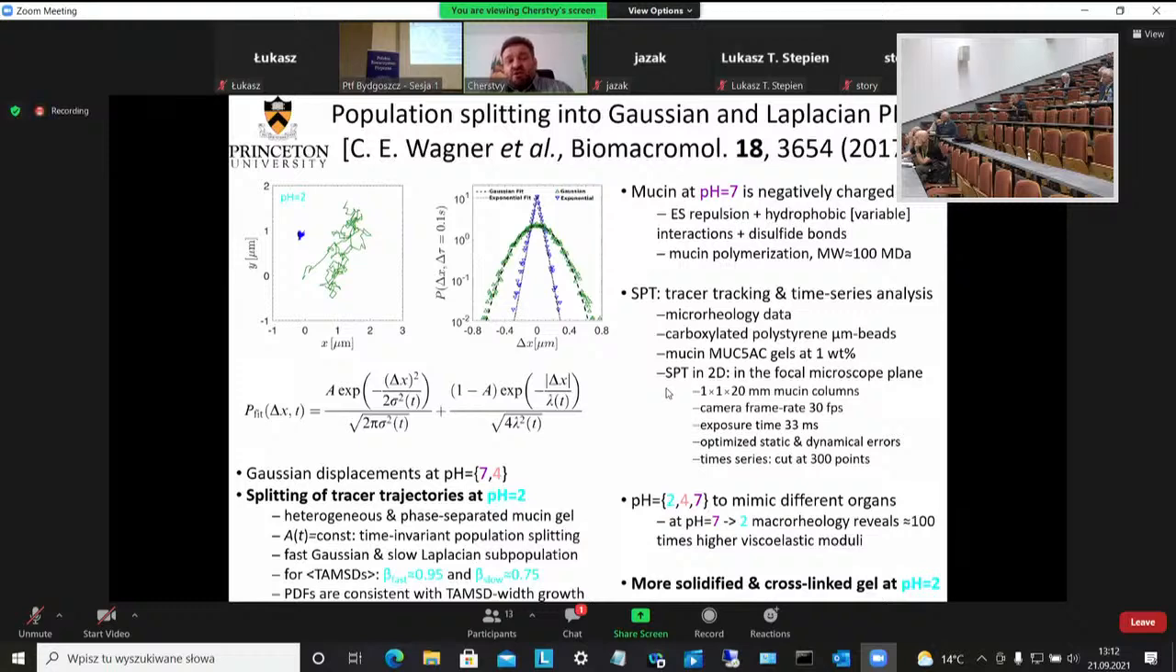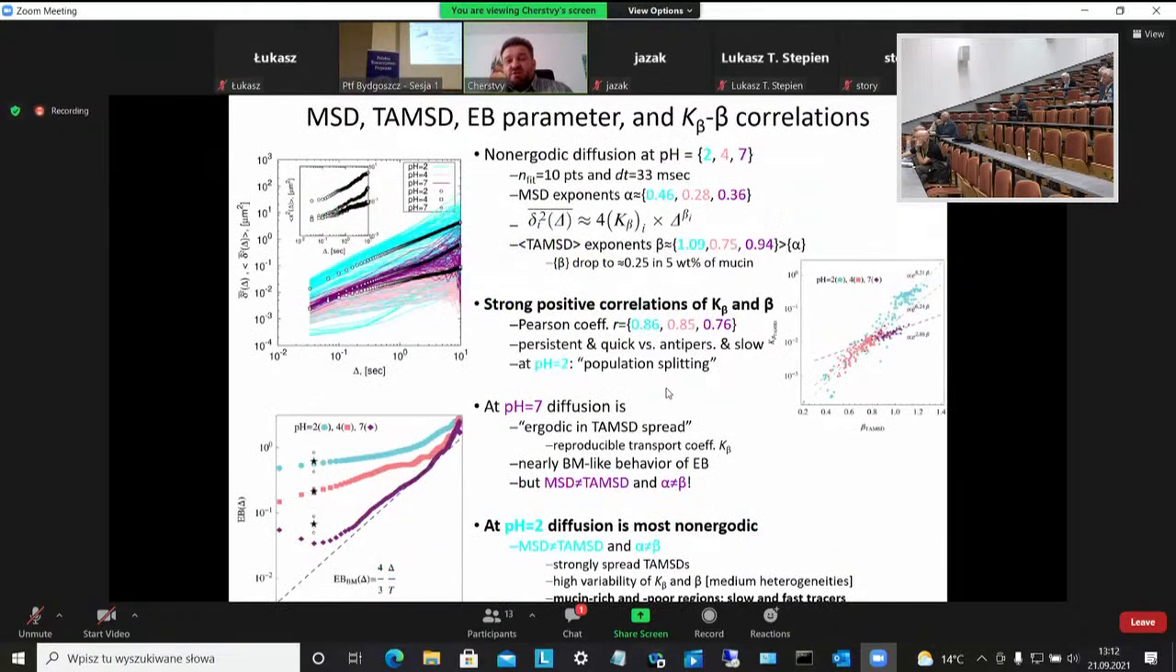So I got the data from Caroline, and we did some analysis on this. Here are some results very shortly. So we got our TAMSDs, our favorite quantifiers. And as you see here, each of the trajectories, for instance, blue is pH 2. Each of the blue trajectories is very different in transport. So we have a very, very broad spread of trajectories. This is the first indicator of our non-ergodicity. So each trajectory behaves differently.